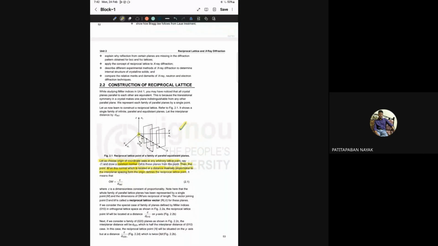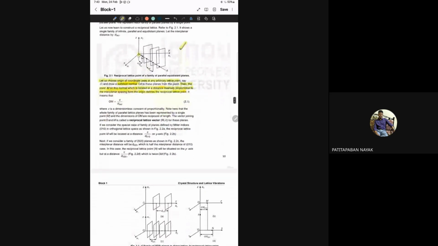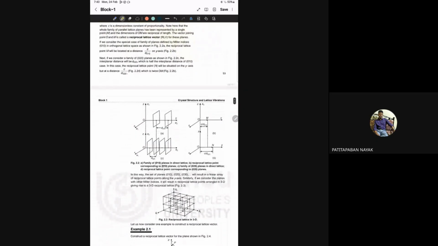The vector joining the point O and M is called the reciprocal lattice vector. For these planes, if we consider the special case of the family of planes defined by Miller indices 0, 1, 0, in the orthogonal lattice space as shown in the figure, the reciprocal lattice point M would be located at a distance C divided by d_010. This is how we are constructing it.